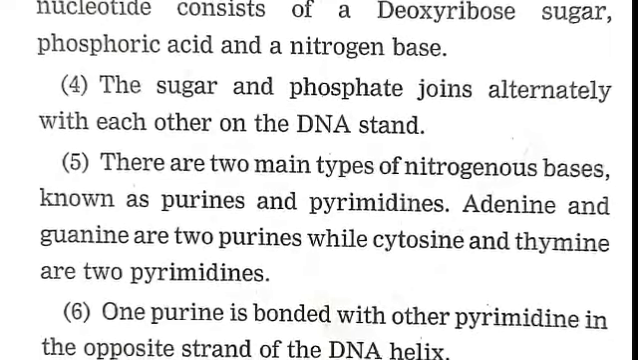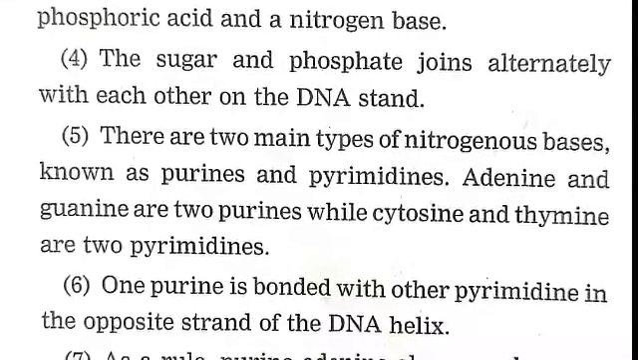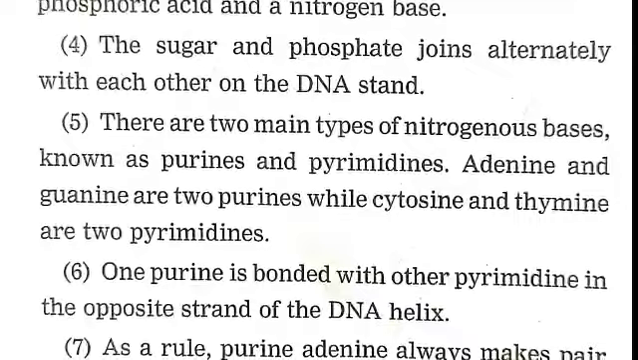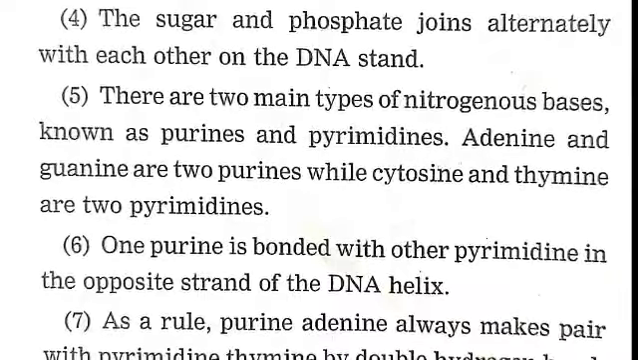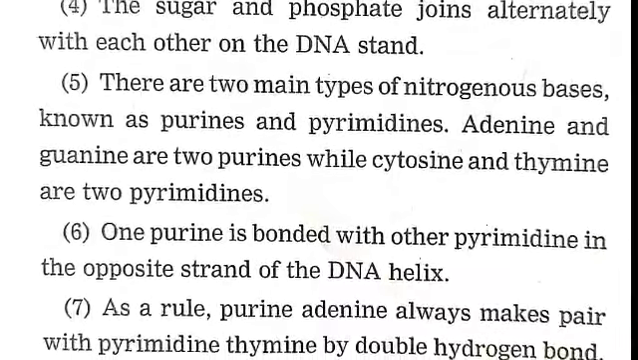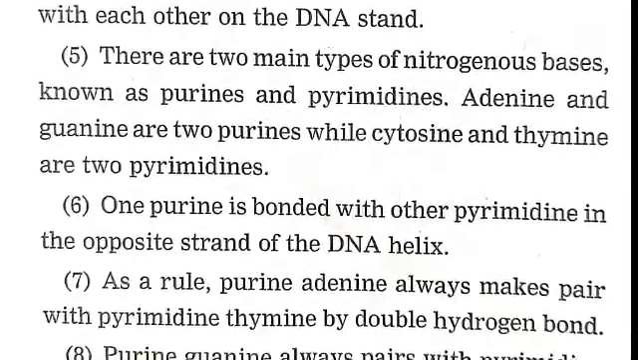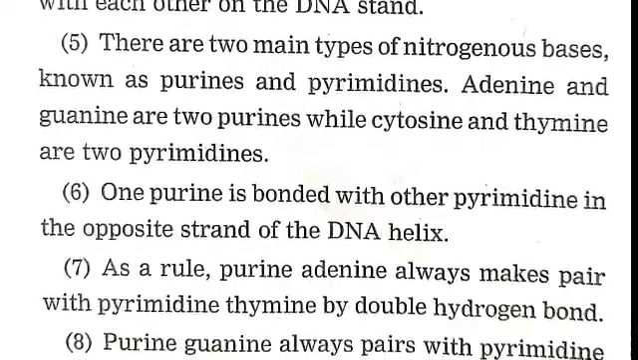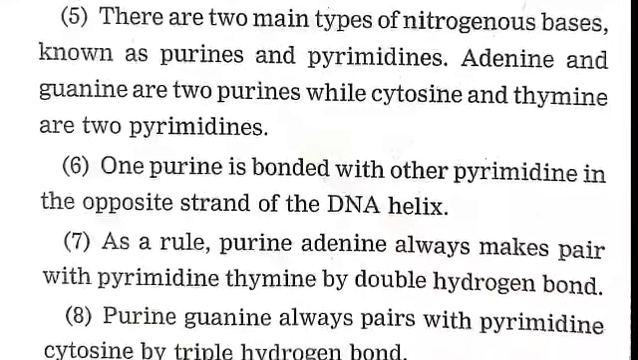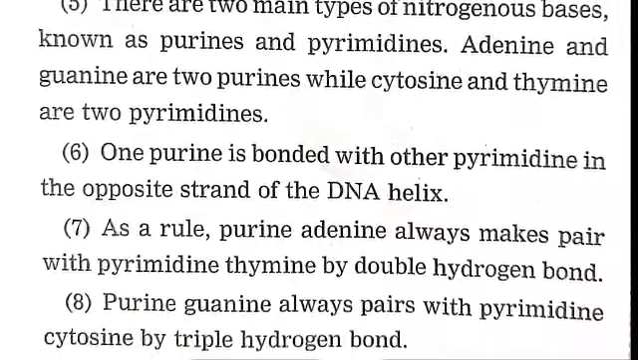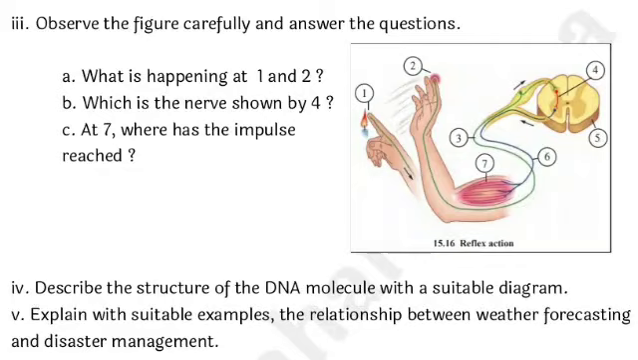Point 6. One purine is bonded with one pyrimidine in the opposite strand of the DNA helix. Seventh, as a rule, the purine adenine always pairs with the pyrimidine thymine by a double hydrogen bond. Point number 8. The purine guanine always pairs with the pyrimidine cytosine by a triple hydrogen bond. So friends, complete your answer and let's go to the next question.